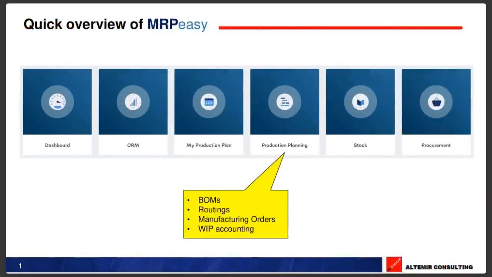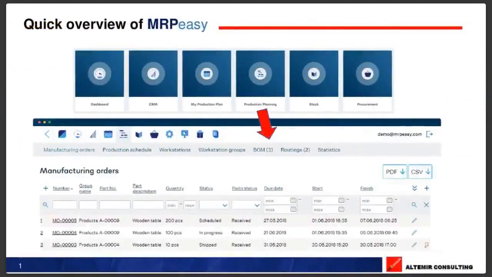Production planning, however, is where most of the action takes place as far as shop floor manufacturing. It allows you to develop and maintain your bills of material, create manufacturing routings, and then combine the BOMs and routings into manufacturing orders that then you release into the shop floor. It gives you a screen like this that shows you which manufacturing orders are scheduled, which ones are in process, which ones are completed or shipped.